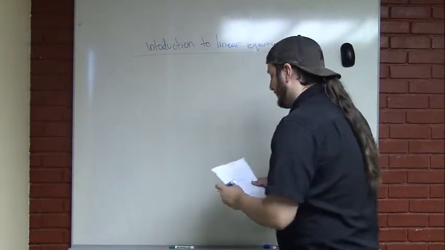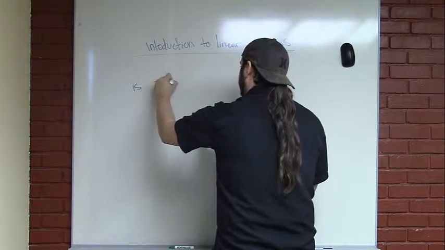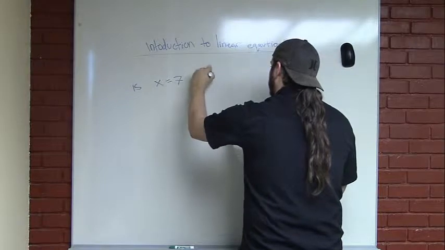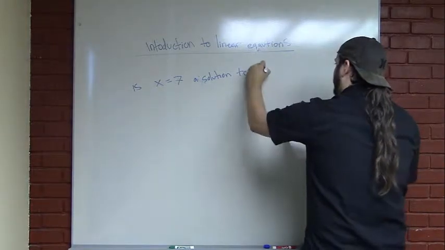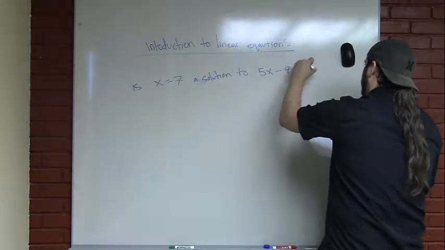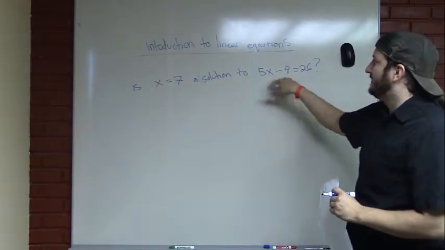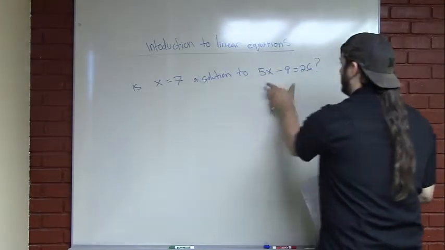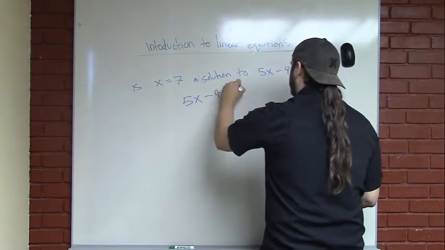Alright, so the very first problem says this. Is x equals 7 a solution to 5x minus 9 equals 26? So is x equals 7 a solution to this linear equation, right? So how do we do that? Well, what you do is you basically start off by rewriting that. So we'll just put it over here. 5x minus 9 equals 26.